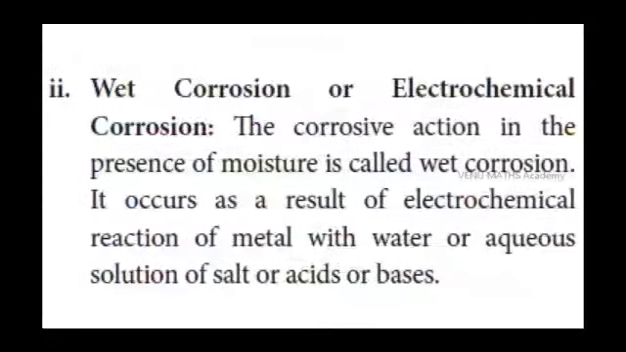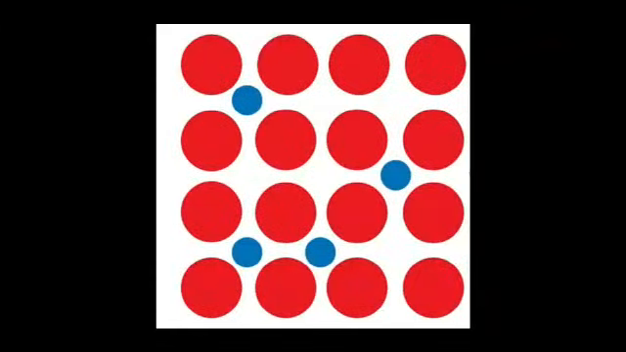Next, we shall learn about wet corrosion, or electrochemical corrosion. Wet corrosion will occur in the presence of moisture, and it is an electrochemical reaction. Corrosion will occur both in dry and wet conditions. So, let's learn how to prevent corrosion. We have various methods for preventing corrosion, and the most common method is alloying.